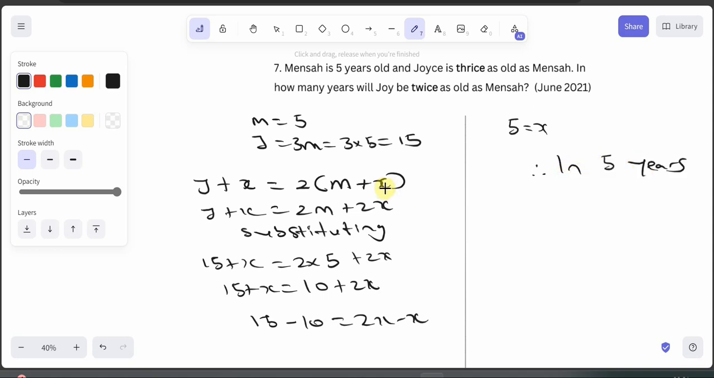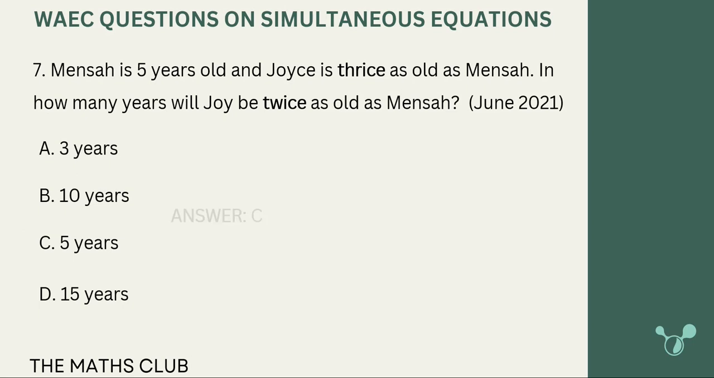Now let's look at it systematically. In 5 years, Mensa will be how old? Mensa will be 10 years old, and Joyce would be 20 years old. So you can see that it actually matches, because in 5 years time, Joyce will be twice as old as Mensa. So these are small ways that you can use to check if what you did was correct. So let's see if our answer is correct. So that would be 5 years. That would be option C.